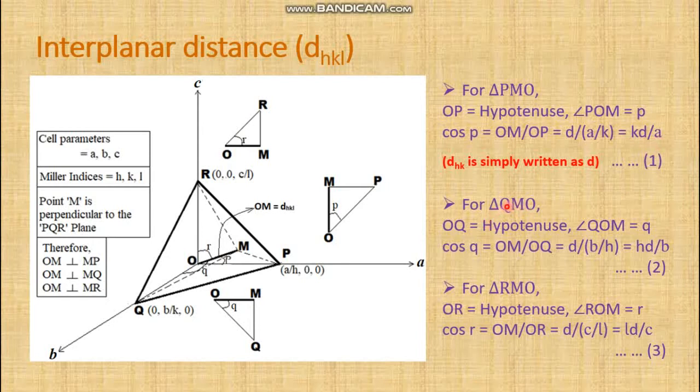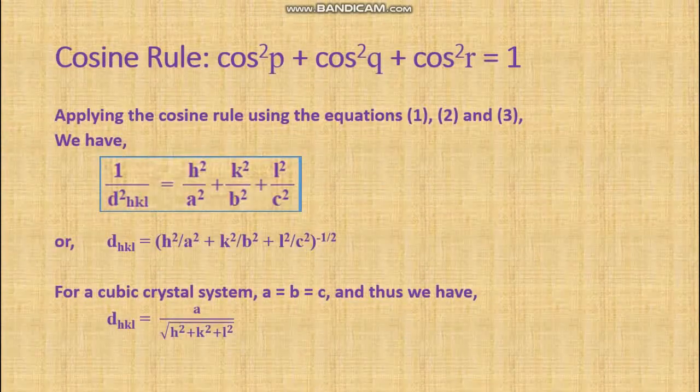Similarly, for the triangle QMO and for the triangle RMO, we have got equations 2 and 3 respectively. Equation 2 is cos Q equals HD by B, and equation 3 is cos R equals LD by C. Now we have to apply the cosine rule. What is the cosine rule? The cosine rule is cos square P plus cos square Q plus cos square R equals 1. So this cosine rule is applied.